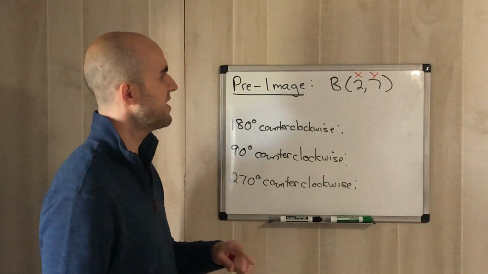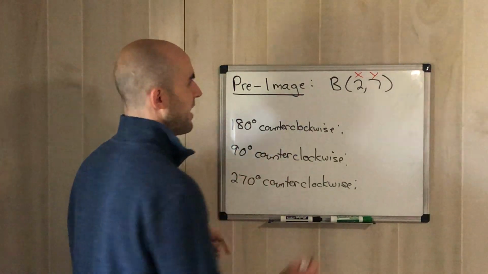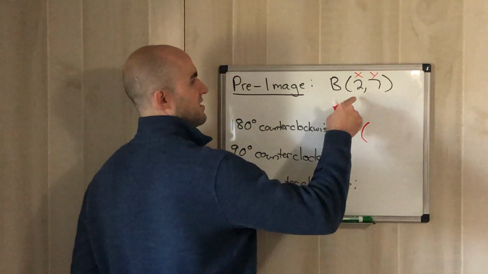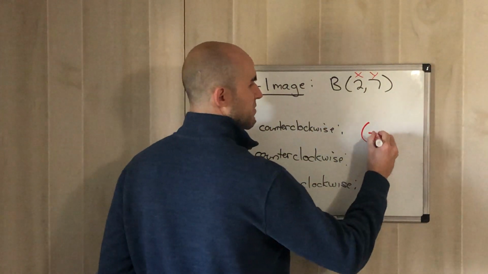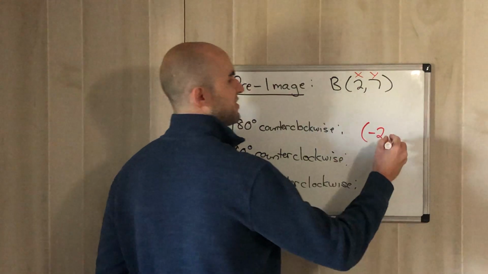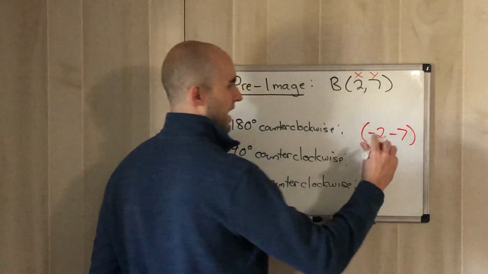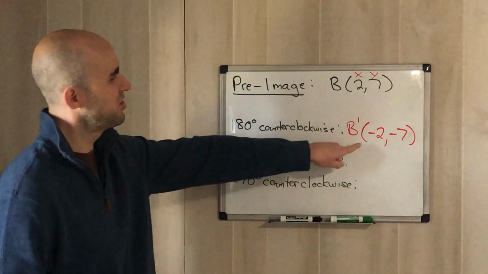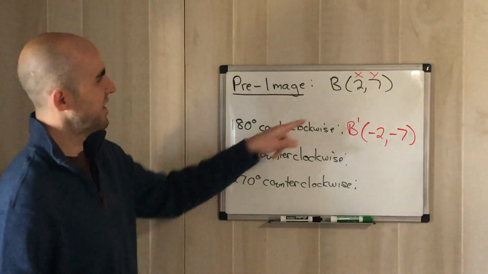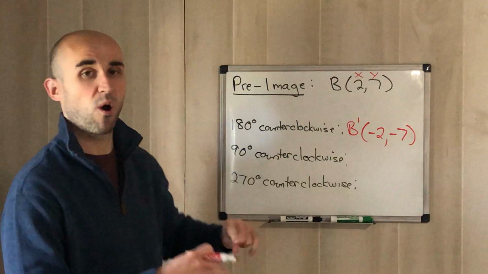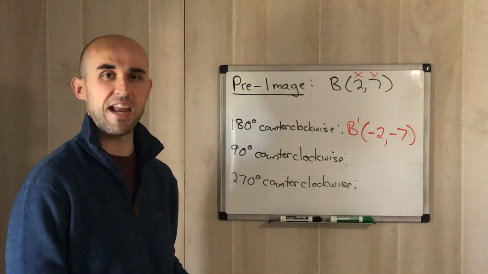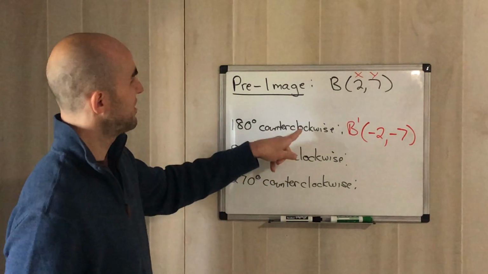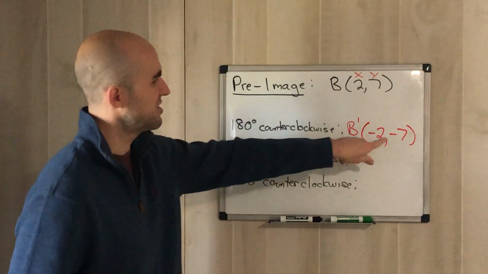For 180-degree counterclockwise, always remember, guys, we don't have to change the order, all you have to do is change the signs. So if it's a positive 2, it becomes negative 2. If it's a positive 7, it becomes negative 7. That would be our B prime, because if that's our pre-image, that's our image. So when it's 180 degrees, regardless of the direction, 180 goes one way or another and lands in the same spot because it's midway. If it's 180 degrees counter, just change the signs.